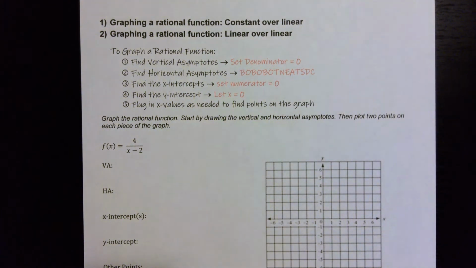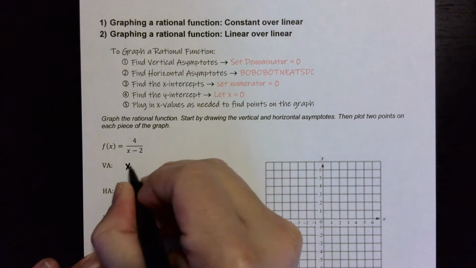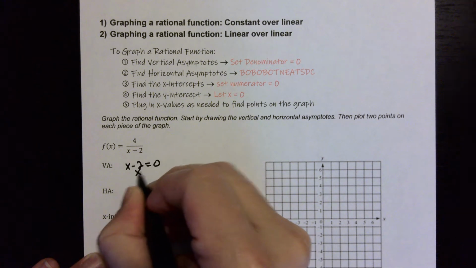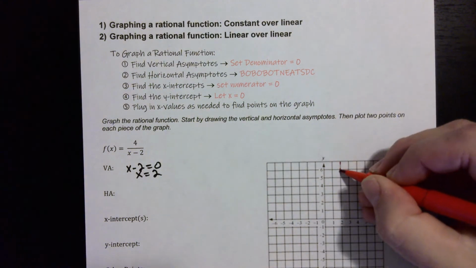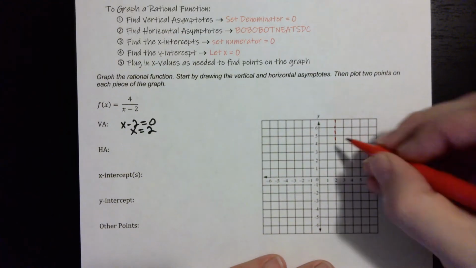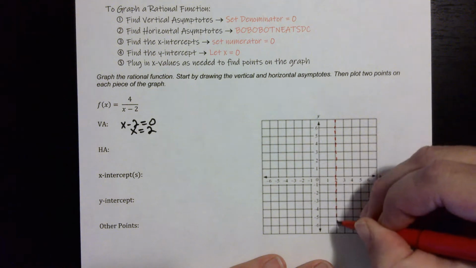First thing we want to do is find the vertical asymptote. That means set the denominator equal to 0 and solve. So that's x equals 2. Okay, so we'll go over here to 2. We'll put a little dotted line right here at 2.